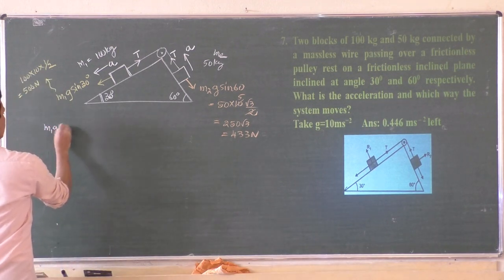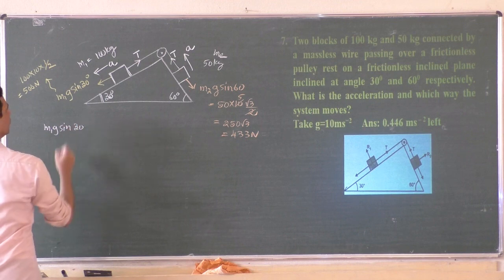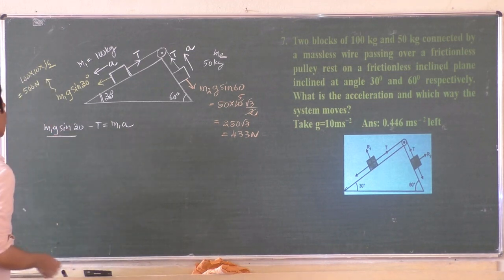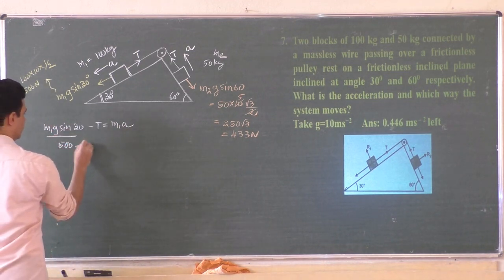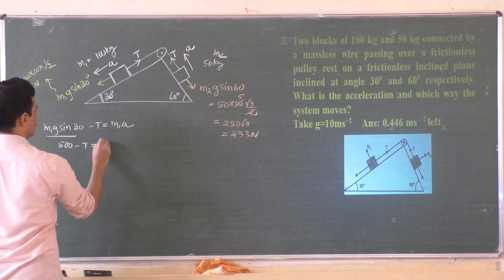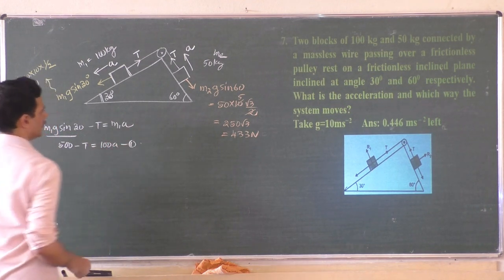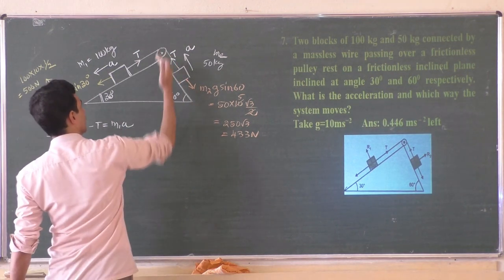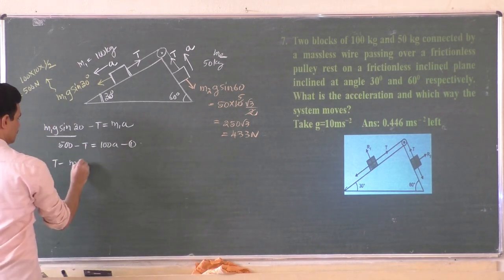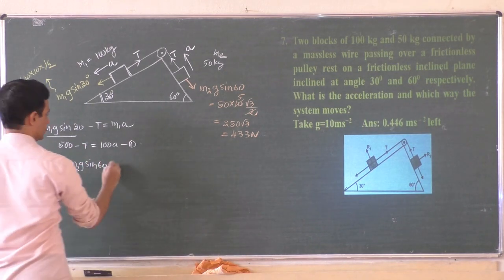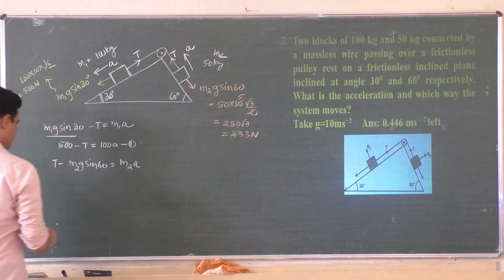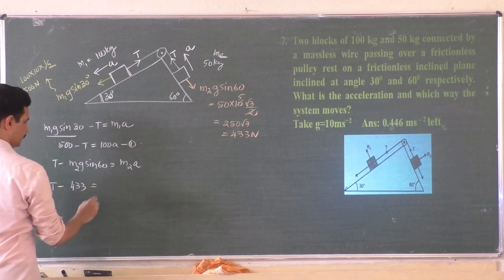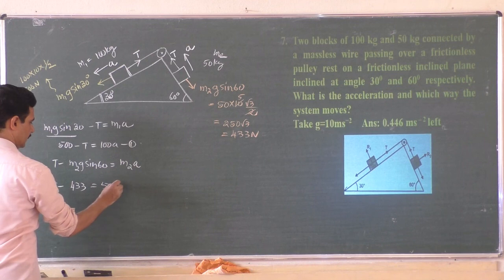M1g sine theta, sine 30 minus tension must be equal to M1a, and you know what this is, that is 500 minus T must be equal to 100a, equation 1. What about equation 2 for the other one? Yeah, T minus M2g sine 60, because it is moving like this, must be equal to M2a. T minus, this is 433 Newton, is equal to M2, that is 50a, equation 2.